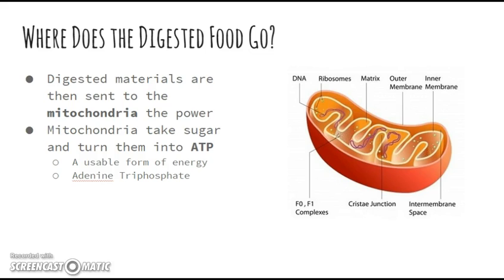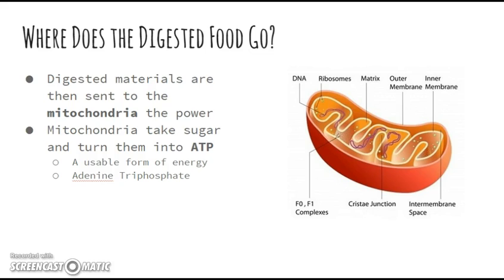So we just digested that food with the lysosome, so what are we going to use it for? Well, cells need energy, and we're not going to actually get energy from the sugar or from the fats or from any of our macromolecules. We're actually going to need to get it through ATP. So we have to convert it.